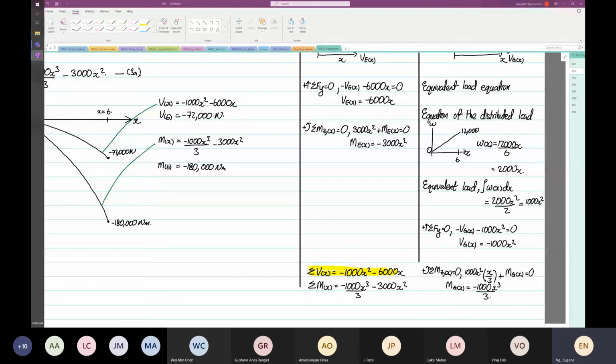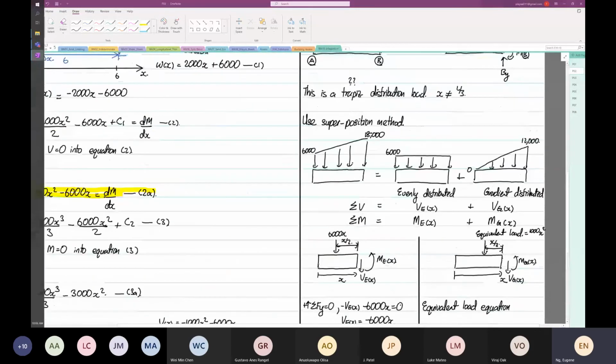Okay, so if you look at this equation over here that I'm going to highlight in blue, and if you look at the distributed load, the equation that I'm highlighting in blue is exactly the same. So you can see for yourself how many more steps are needed.